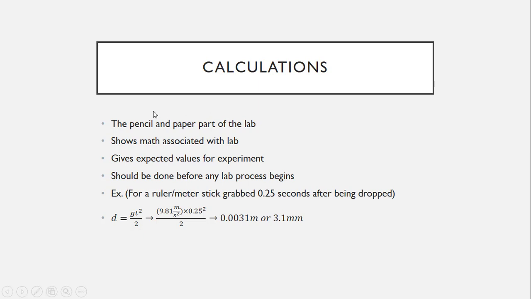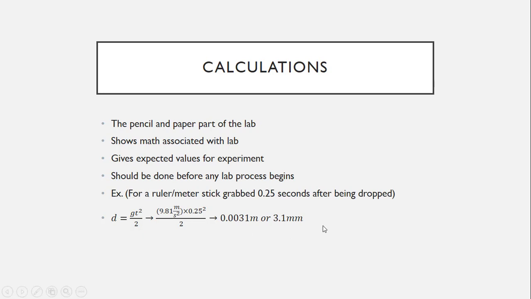Calculations. This is the pencil and paper part of the lab. This shows the math associated with the lab. It gives expected values for the experiment. And this particular process should be done before any lab process begins. This is the paper and pencil part of the lab. You should be putting pencil to paper before actually doing anything. An example is as this follows.